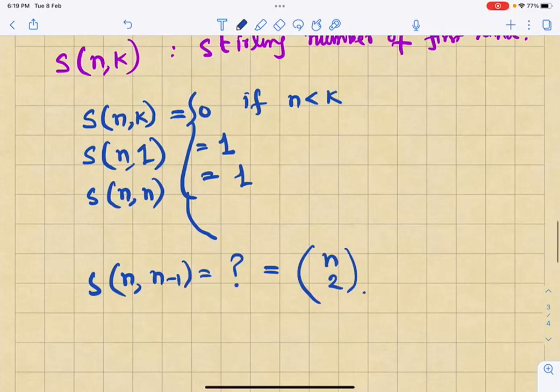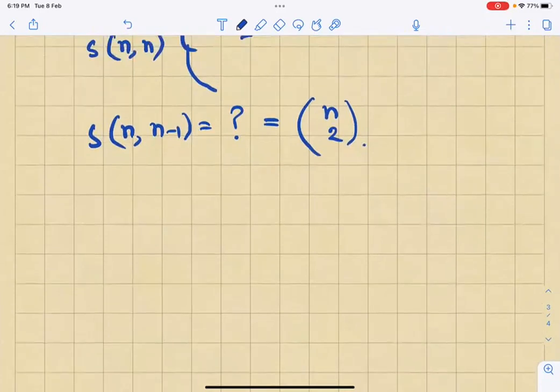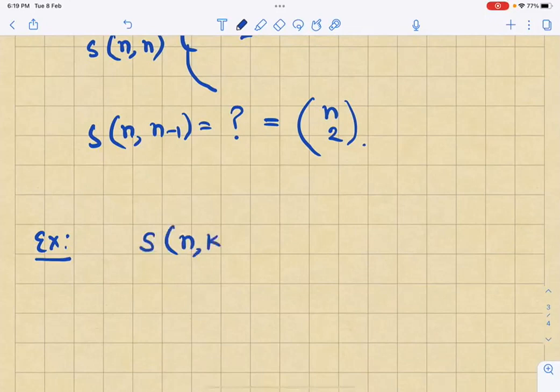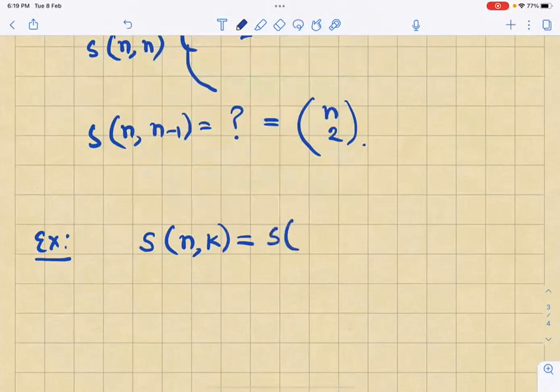Someone was telling about some idea of finding this number, but this is not easy. You will later see how to find a nearly nice form of these numbers. But let's do a simple recurrence relation. Let's try to prove this identity: S(n,k) = S(n-1,k-1) + k S(n-1,k).